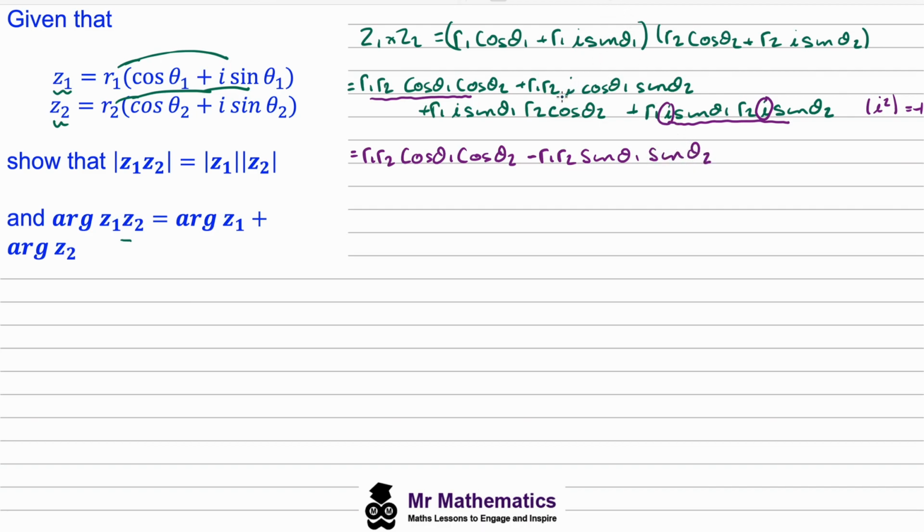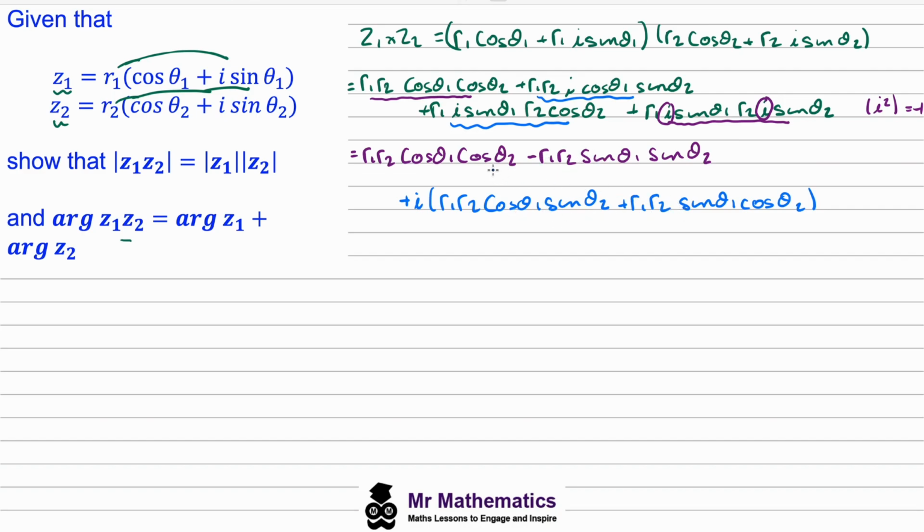And then the imaginary terms will be this term, because we've got an i here, and this term, because of this i. So we'll factor out the i, and we get plus i. Then for this term, we have r1 r2 cos theta 1 sine theta 2 plus this term, r1 r2 sine theta 1 cos theta 2. Okay, so we've got the real parts and we've got the imaginary parts.